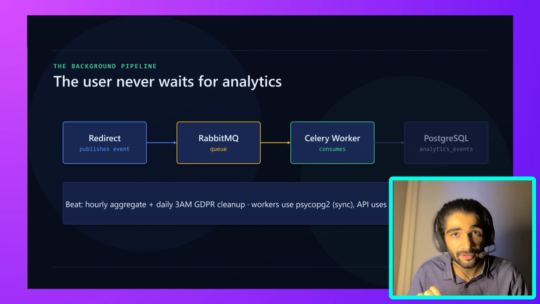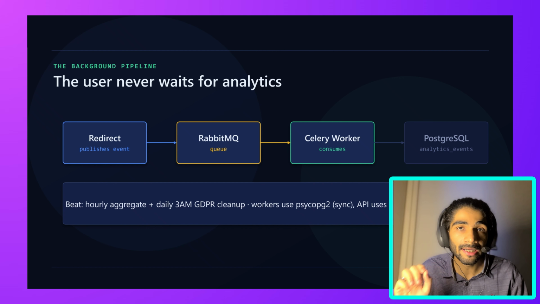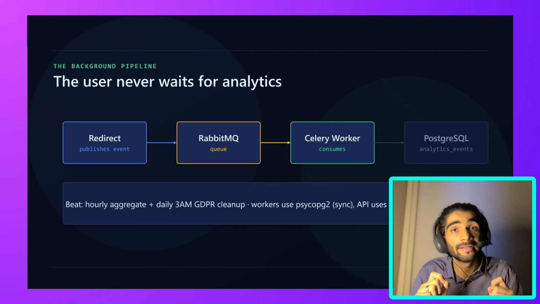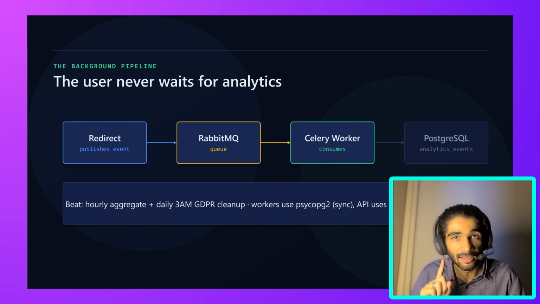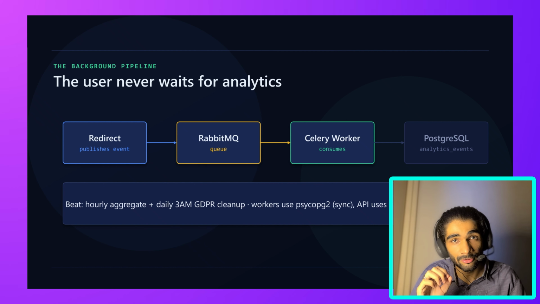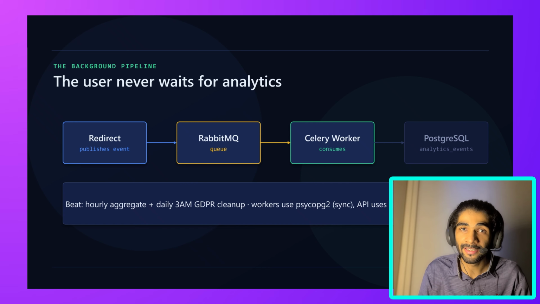But if it crashes 3 times, it gets pushed to a dead letter queue, so the admin has to take care of that manually. Celery beat runs 2 tasks. One runs hourly. It reads all the raw events, puts them into hourly buckets, and persists them. This is what you see when your API queries your analytics dashboard. And one runs at 3 AM, cleaning the data that is older than 90 days.